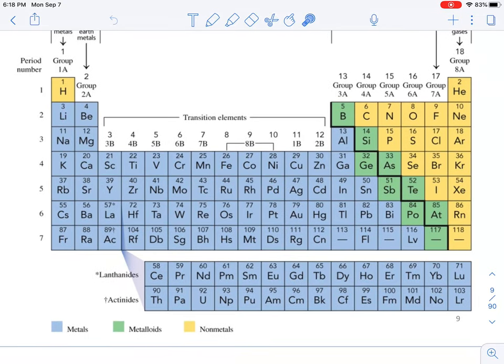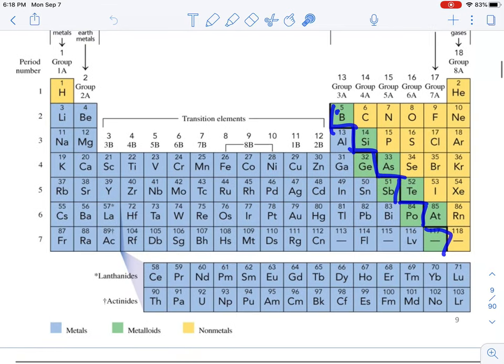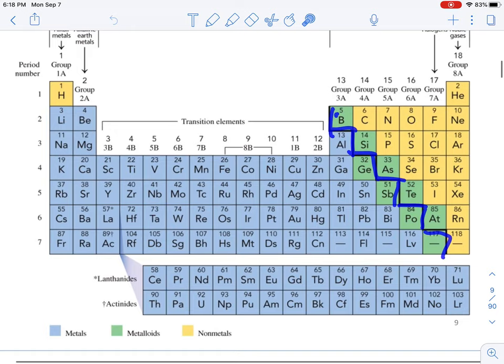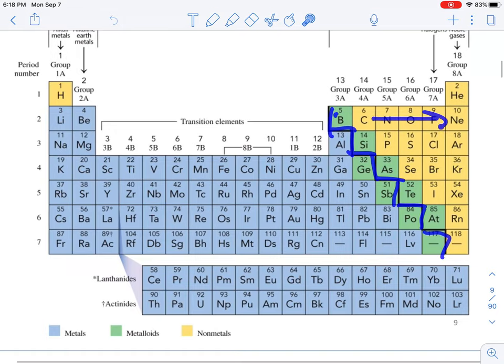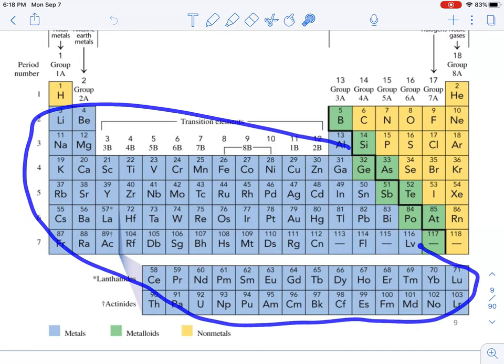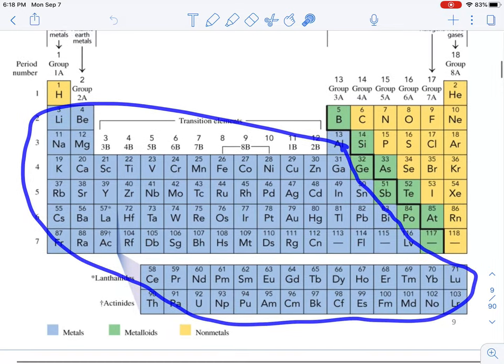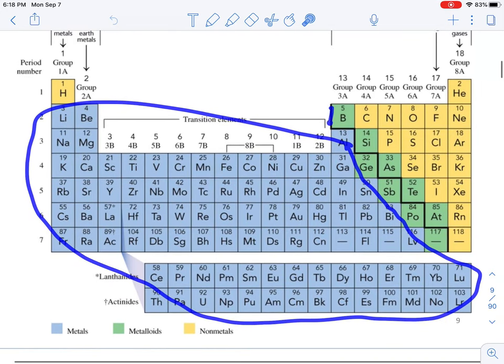Once again, the staircase is going to be our reference point when we want to describe where the metals and nonmetals are. The nonmetals are to the right of the staircase. The metals are to the left of the staircase. So basically all of these elements over here are found left with respect to the staircase, and therefore they're considered metals.